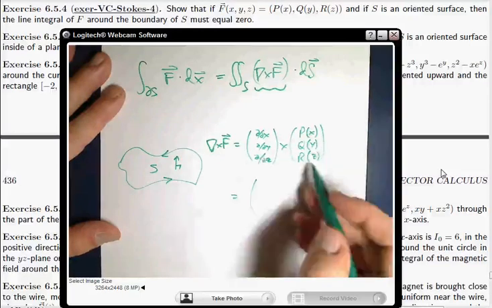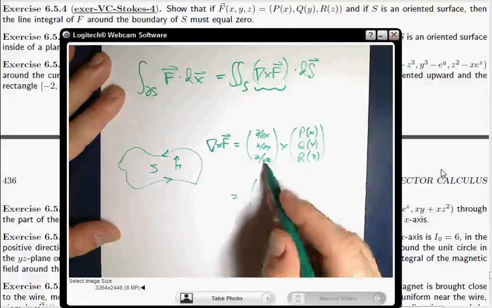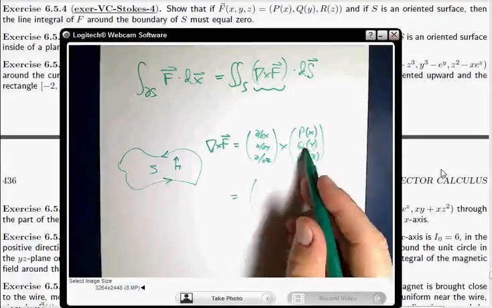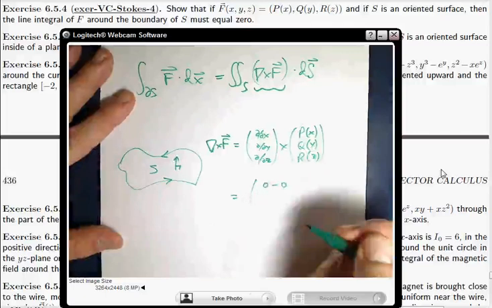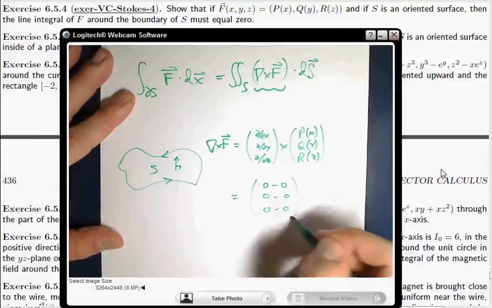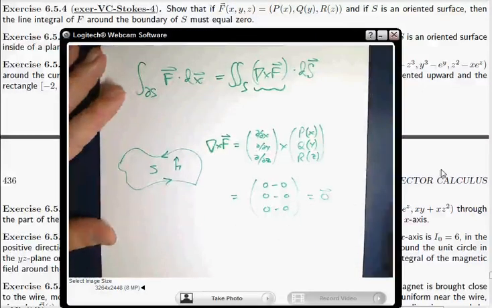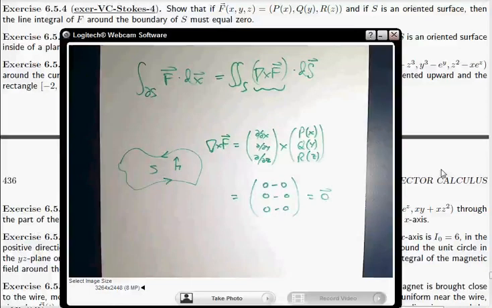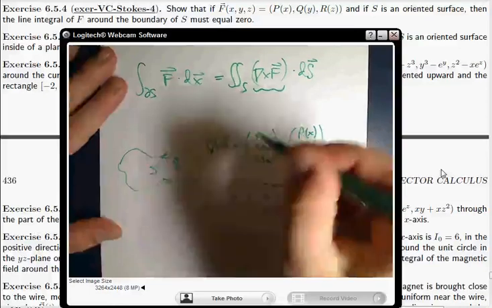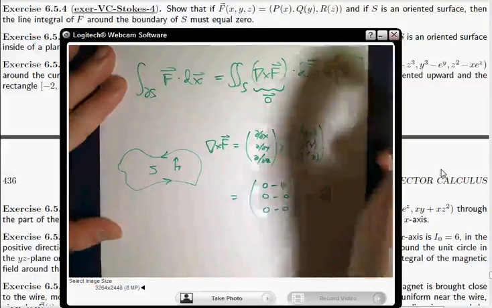Well, what's the y partial of R? R only depends on z. So that's 0. The z partial of Q, 0. There's no z's in there. So you get 0 minus 0. And similarly for all the rest of these, I claim that all the rest of these end up being 0 minus 0. And so the curl is the zero vector field. Does that make sense? Yeah. And then therefore that's 0, and therefore the answer is 0.